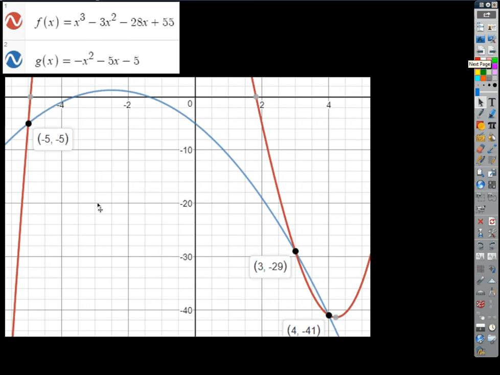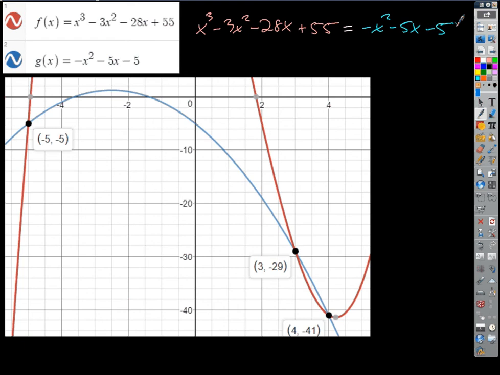So when we ask the math gods where the functions intersect, really what are we doing? We're just asking the question, when does this equation equal that equation, right? Really all we're saying is, when does the red equation, x cubed minus 3x squared minus 28x plus 55, equal the blue equation, negative x squared minus 5x minus 5? So that's how we ask the math gods where these things intersect.